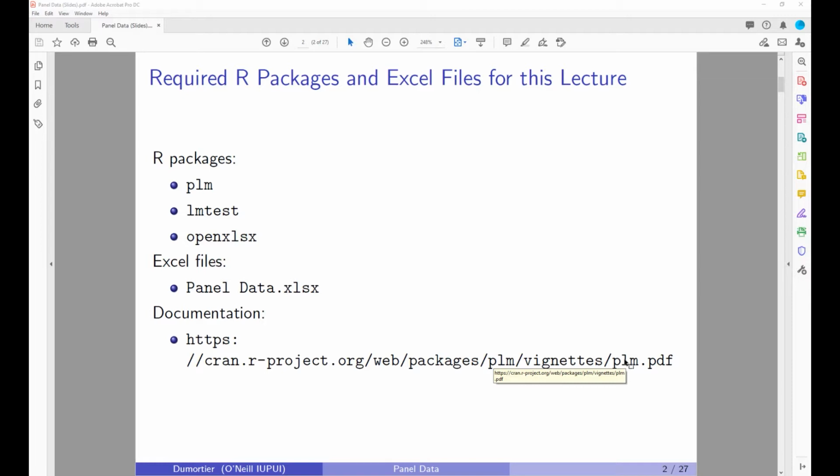Also note that on Canvas there's an Excel file called paneldata.xlsx and you are going to need this Excel file. Note that there's also documentation online for the packages used in this lecture, and you can access that supplemental information by clicking on the link.